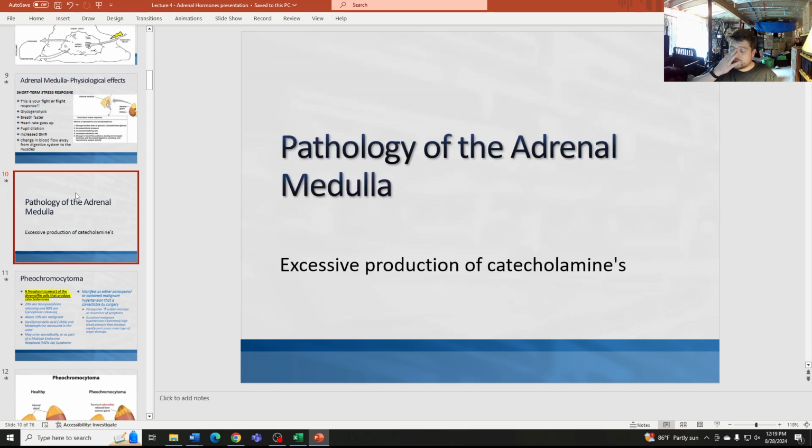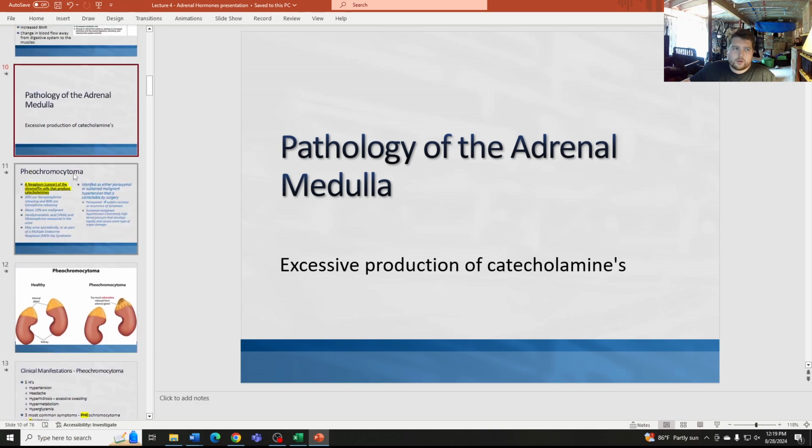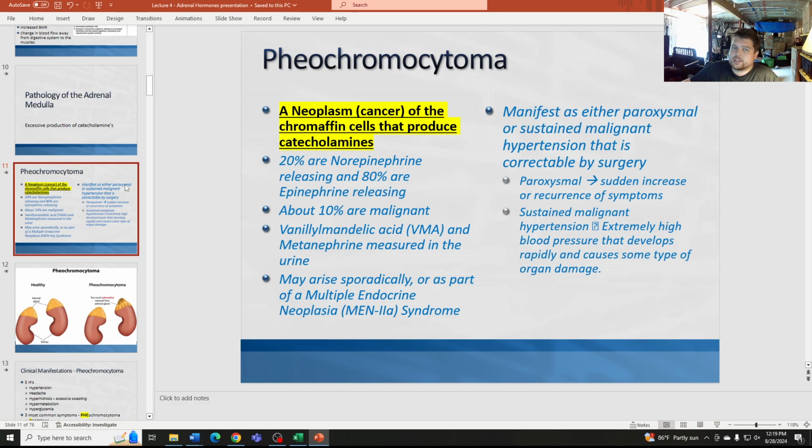I tried to pair these up together just because it makes more sense to fully talk about the adrenal medulla and then go from the adrenal medulla into the cortex. So we're going to talk about all the stuff with the adrenal medulla, as well as the pathology. There's really only one pathology that we focus on, at least in these courses, with the adrenal medulla, and that is known as a pheochromocytoma.